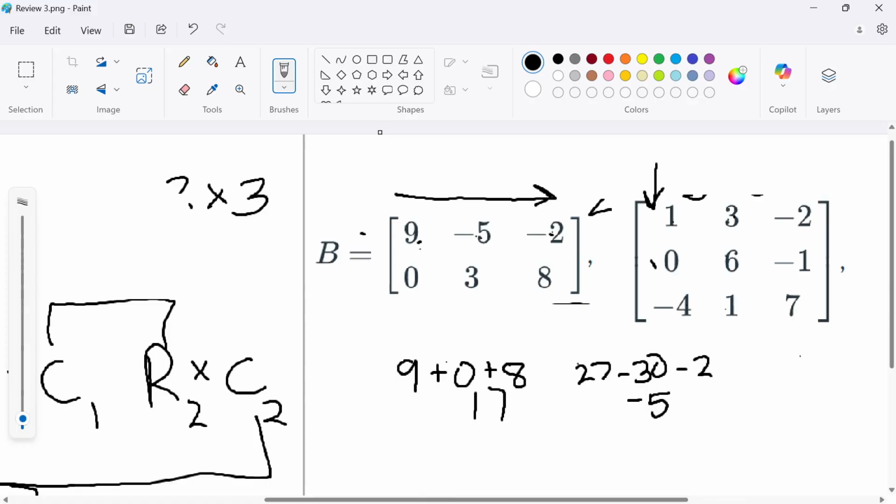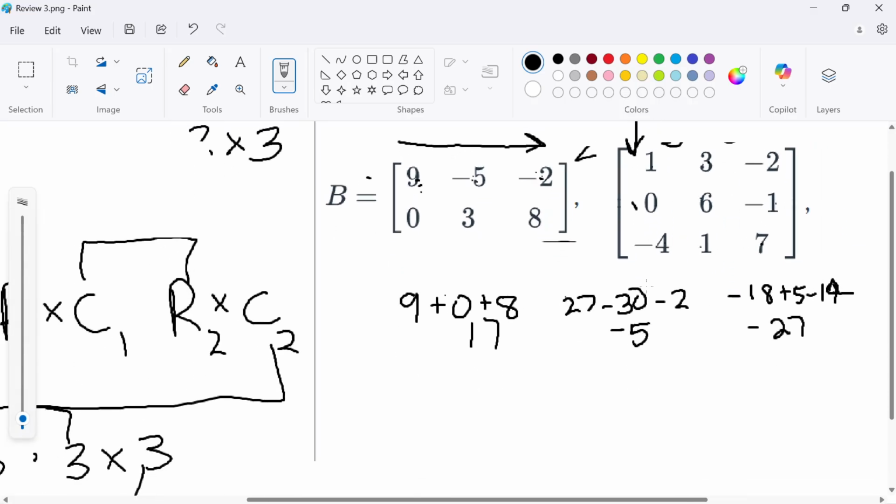Now I'm going to do the last position, which is the first row times the third column. 9 times negative 2, negative 18. Negative 5 times negative 1, 5. Negative 2 times 7, negative 14. And so I get negative 18 and negative 14 is negative 32. And negative 32 plus 5 is negative 27.